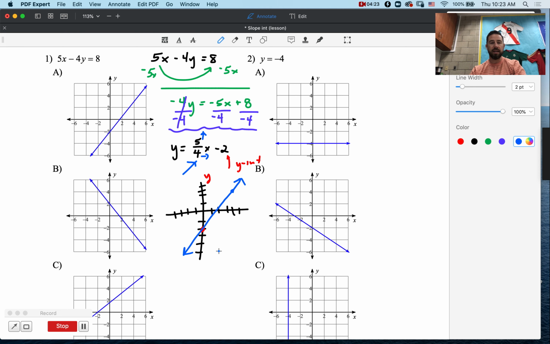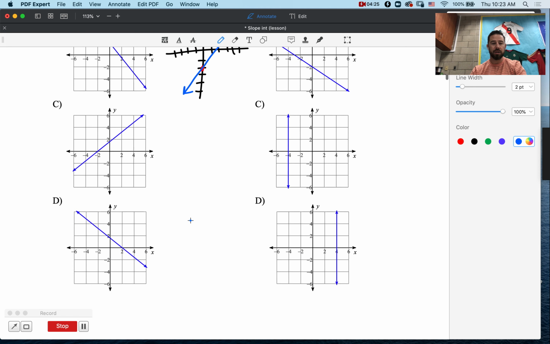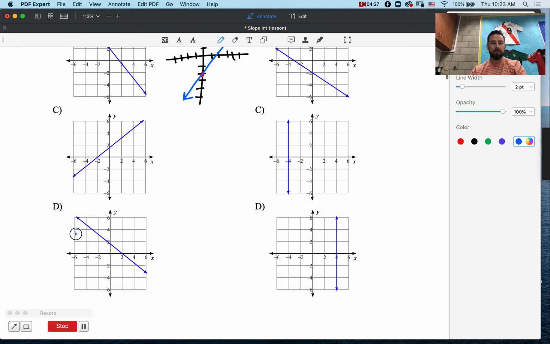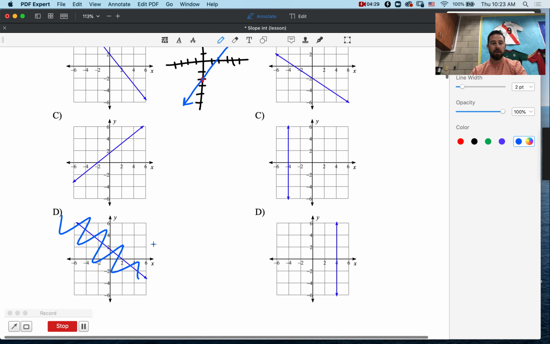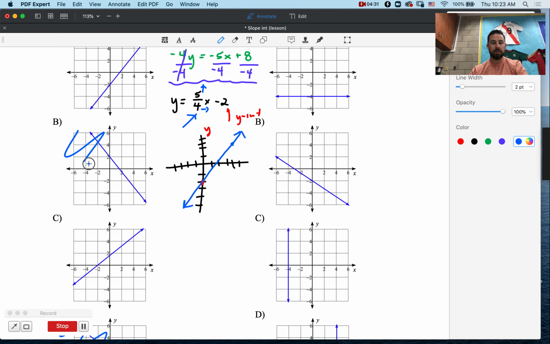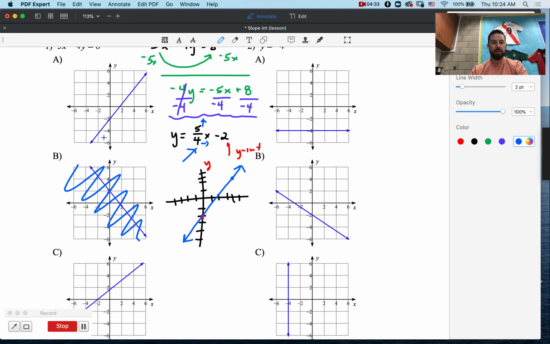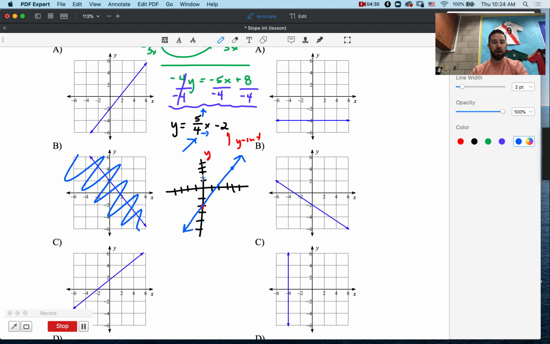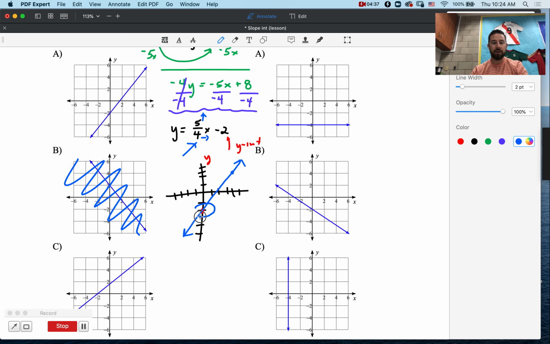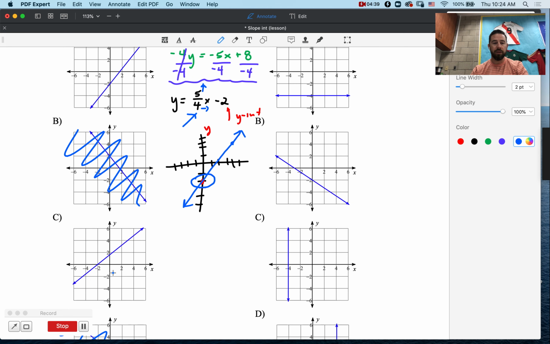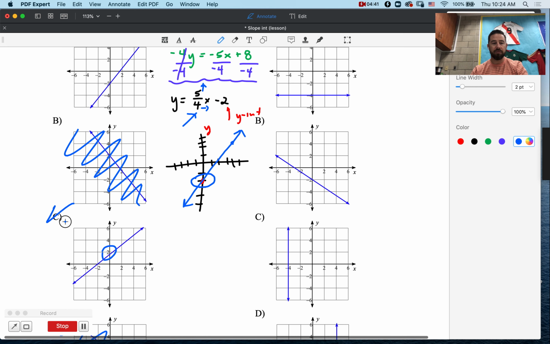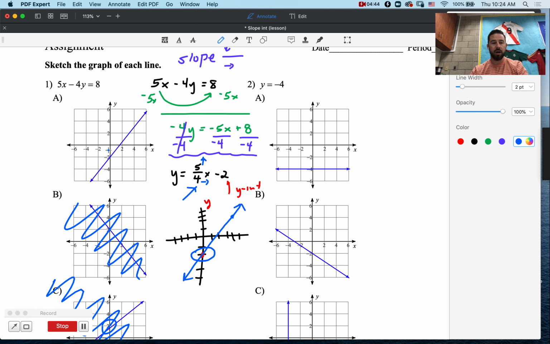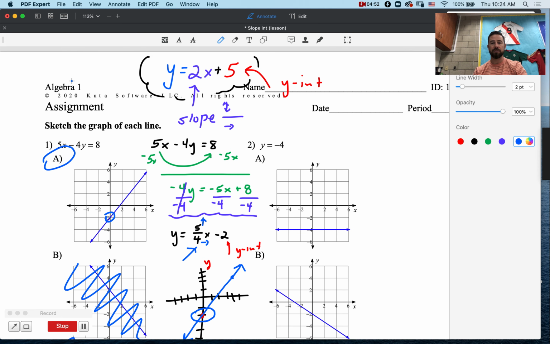Now you can see, what does that match? It's definitely not this one down here, and it's definitely not this one right here. So it's got to be either this one or this one. Look, do you see how it crosses down here at negative 2? This one crosses up at around positive 2, so it's out of the question. This one crosses at negative 2. Our answer is A. Beautiful, right? So that's slope-intercept form.